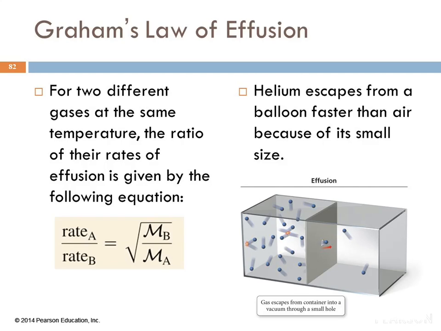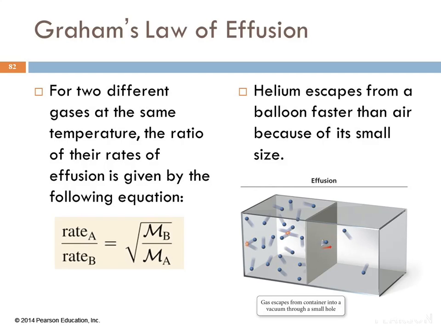Graham's law of effusion describes the rates at which gases effuse. Here is an effusion apparatus where we've got a gas over here and a vacuum over here. There's a hole, and these particles are going to escape through the hole into the vacuum. Smaller particles are going to escape faster than larger particles.